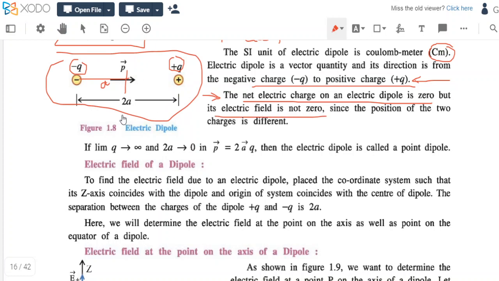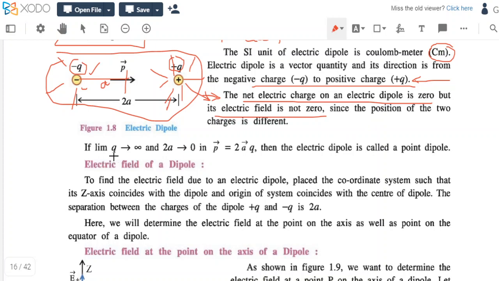इलेक्ट्रिक फील्ड जीरो नहीं होगा क्योंकि ये दोनों चार्ज सेपरेटेड हैं. ये पॉजिटिव चार्ज है उसका इलेक्ट्रिक फील्ड इस तरफ आउटवर्ड डायरेक्शन में होगा, इधर नेगेटिव चार्ज है उसका अंदर जाती डायरेक्शन में होगा. मतलब टोटल इलेक्ट्रिक फील्ड जीरो नहीं होगा, since the position of the two charges is different.